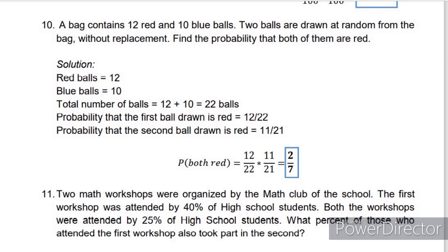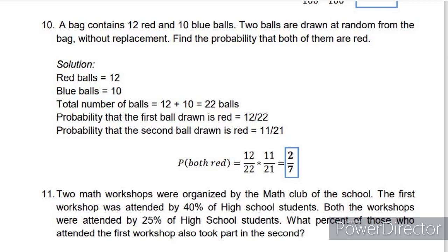Okay, so we will just subtract 1 from 12 because it is the second draw. So it will be 11 over 21, and we will also subtract 1 from 22 because it is a second draw. Remember that when it is said that there is no replacement, you should subtract 1 from the given number of an object and from the total number of objects. So it is 11 over 21.